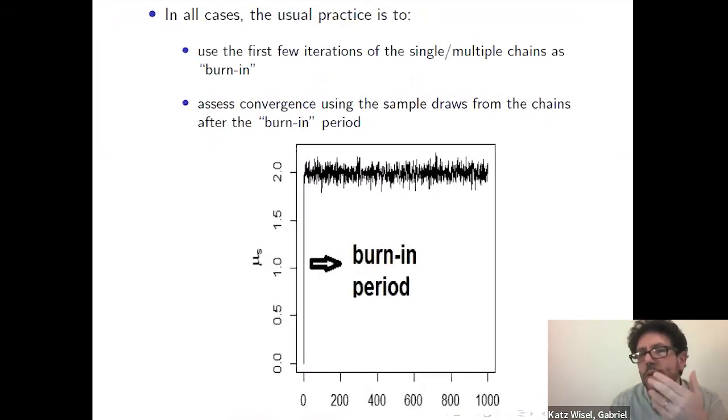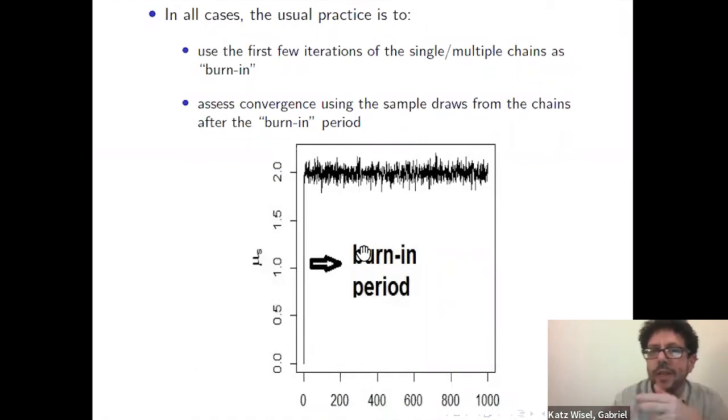But no matter which approach we use, the first part of any chain, be it a single MCMC chain or multiple chains, is used as what we call a burn-in period. Essentially, it is a period that we use as a preparation or warm-up, that we are not going to use to draw inferences for the parameters, but we allow the chain enough time or enough iterations so as to reach the stationary state.